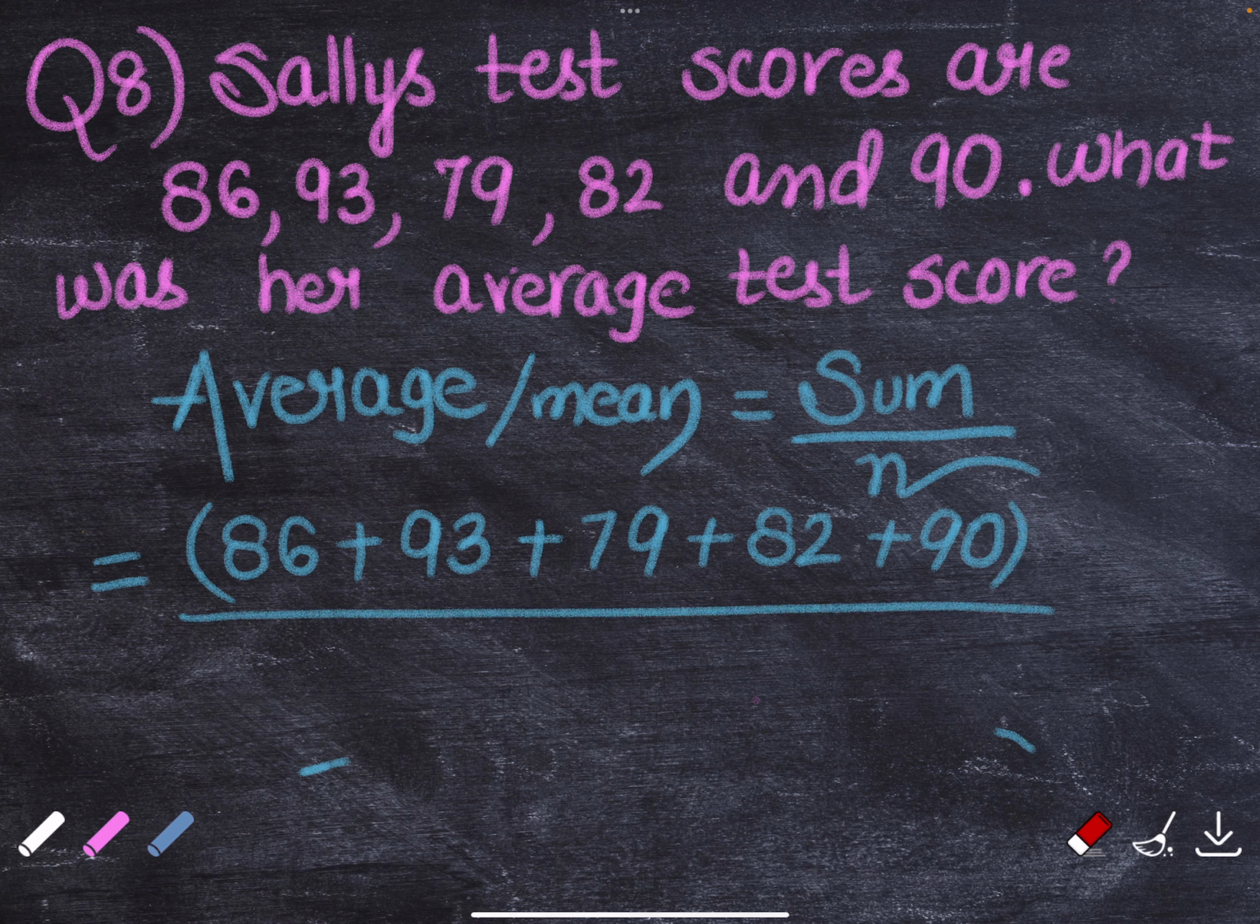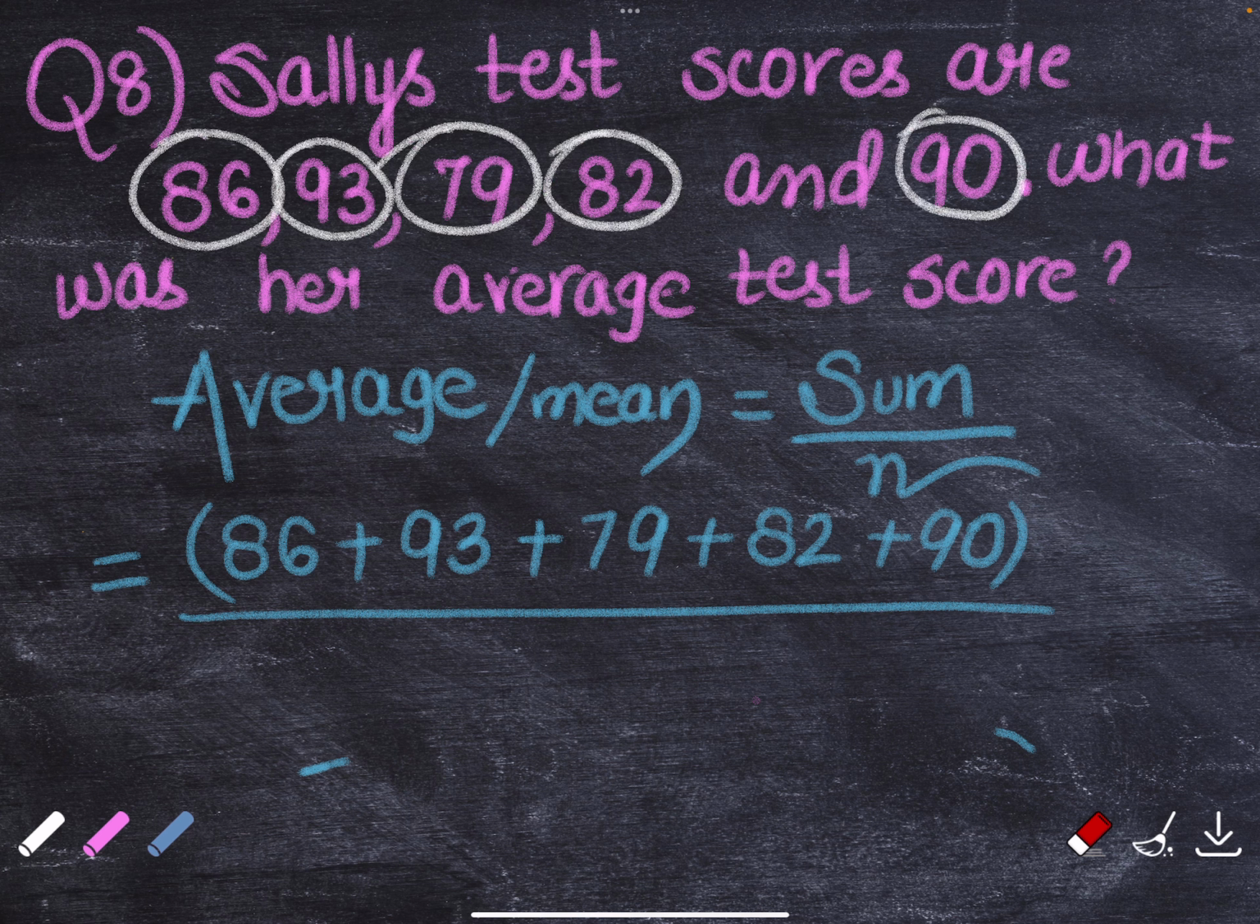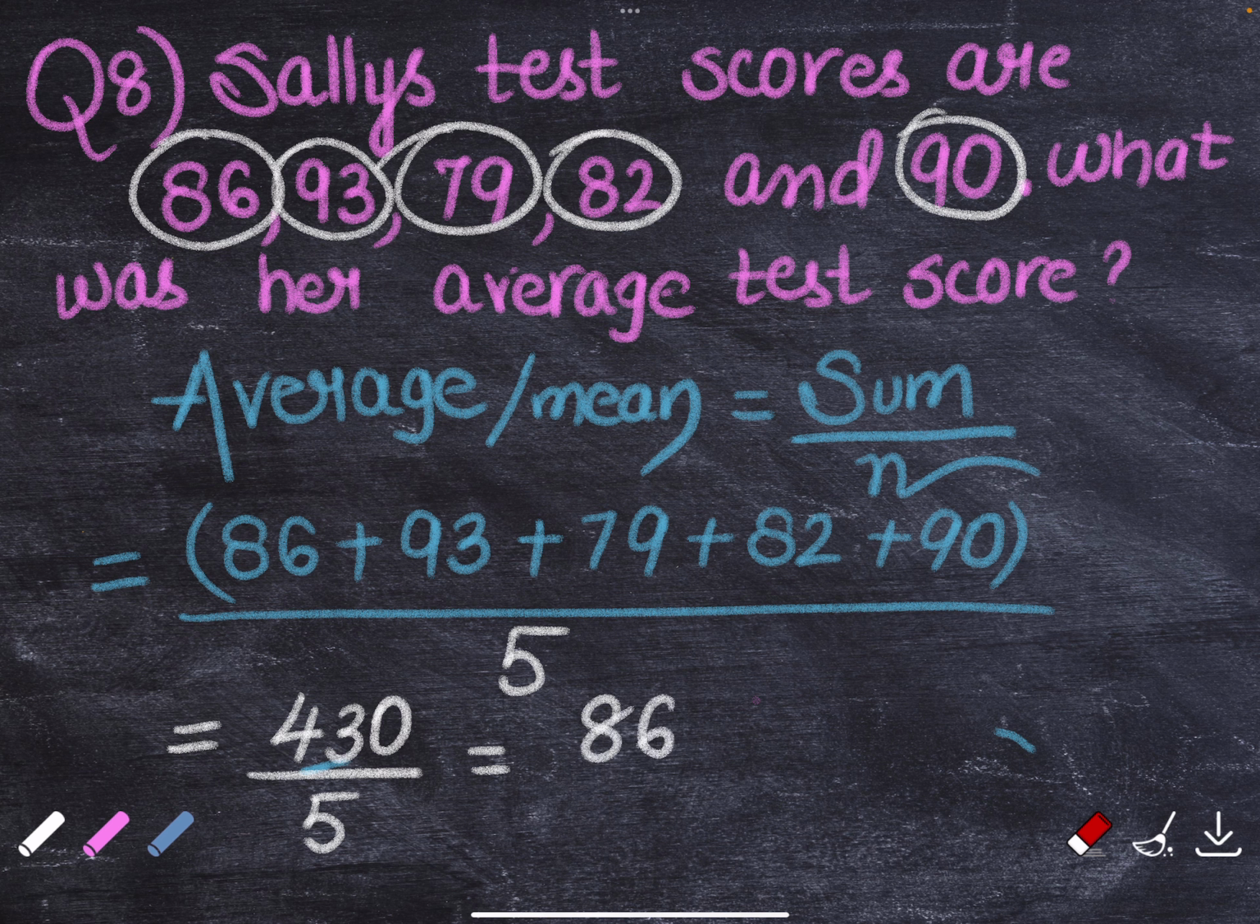So let's see how many test scores are there total. 1, 2, 3, 4, 5. So 5 test scores are there. Now after adding them in my calculator, I got 430 and then divided by the number of test scores, which is 430 divided by 5, which is 86. Hence her average is 86. That's the final answer.